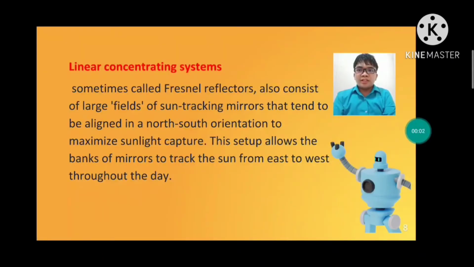Now let's discuss the next example, which involves linear concentrating systems. It is sometimes called Fresnel reflectors, and it also consists of large fields of sun-tracking mirrors that tend to be aligned in a north-south orientation to maximize sunlight capture. This setup allows the banks of mirrors to track the sun from east to west throughout the day. In the next slide, I have prepared a 6-minute video on how Fresnel reflectors operate, and it also explains how it produces electricity.